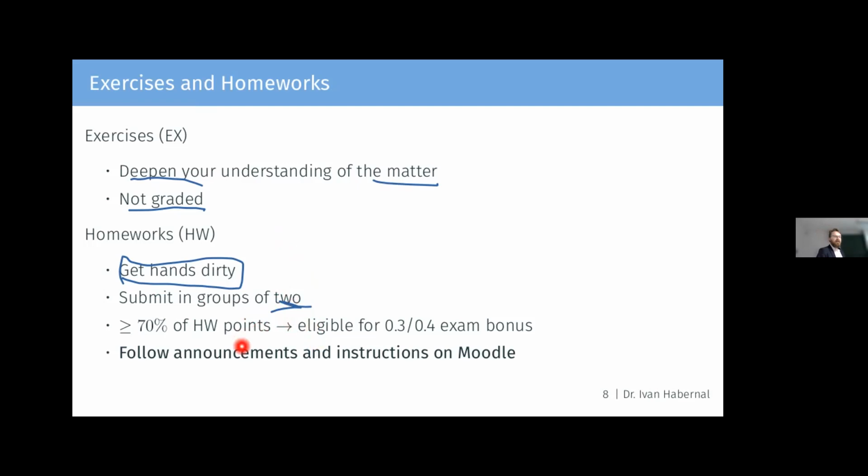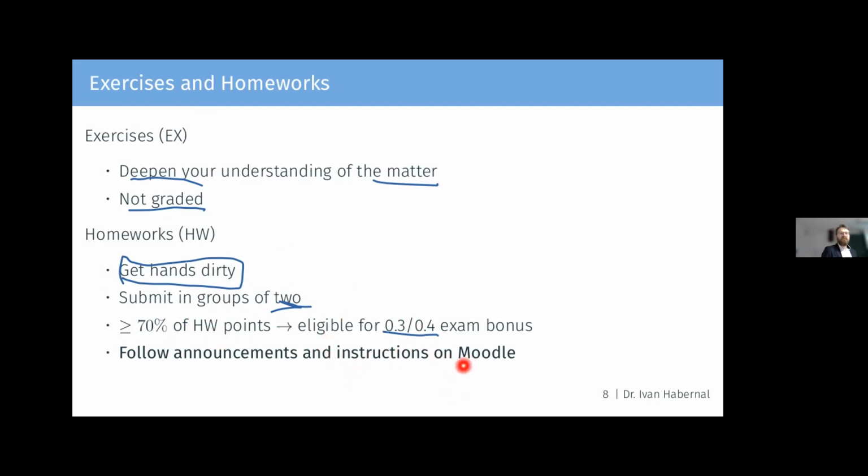And this is graded. If you achieve over roughly 70% of the points, you will get a bonus for the exam. It's not much. Basically it's for you to get your hands dirty and try something, code something. The bonus is just a bonus. I would recommend doing it anyway, because you learn something. If you want to use ChatGPT for that, I'm fine, but maybe you won't learn that much. If you do it only for the bonus points, then I would say let it go.